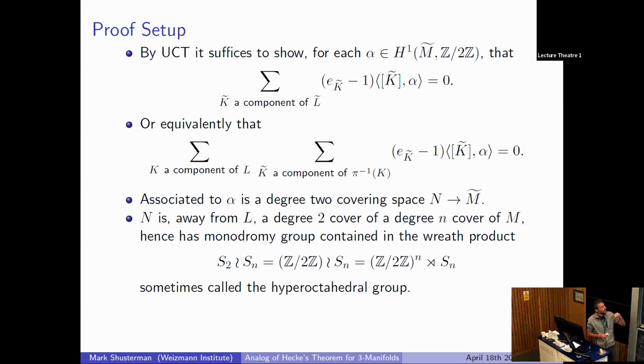And then we can think of N. So N is a cover of M tilde, and M tilde via this map pi we're talking about is a cover of M. So we have a cover of a cover. It's a degree 2 cover of a degree n cover. As a result, the monodromy group of this composed cover is contained inside, or is a subgroup of, the wreath product of Z mod 2 and S_n. This is something called the hyperoctahedral group. It is very famous for some mathematicians, maybe not so famous.